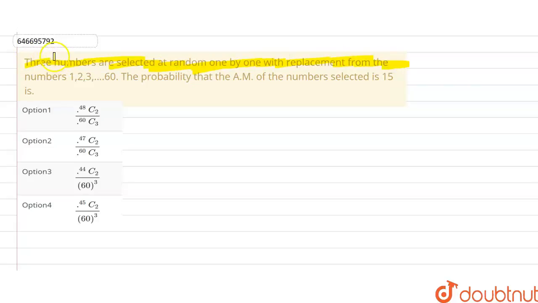Hi everyone, our question is: 3 numbers are selected at random one by one with replacement from the numbers 1, 2, 3 up to 60. The probability that the AM of the numbers selected is 15 is... So we have to find the probability that the AM of the numbers selected is 15.